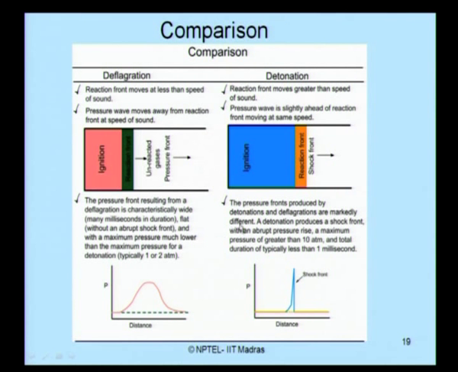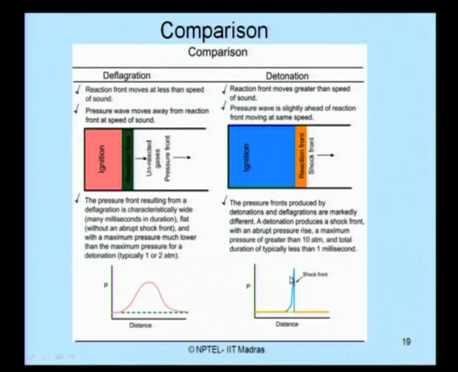The pressure fronts produced by detonations and deflagrations are markedly different. The detonation produces a shock front with an abrupt pressure rise and a maximum pressure of greater than 10 atmospheres, and the total duration is very small, practically 1 millisecond. So, detonation is an instantaneous process where the reaction front moves much faster than that of sound.